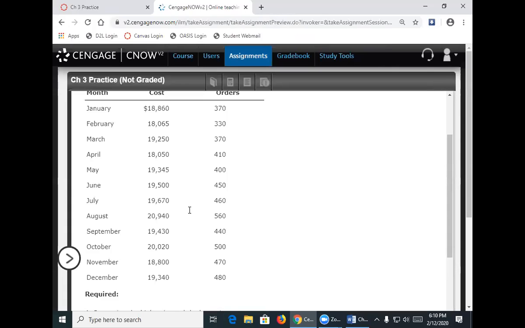So I take my cost at the highest, 20,940. I subtract out my cost at the lowest of 18,065. And then I take my activity at highest, 560, minus the lowest activity of 330. So when I do that, you should get 2,875 divided by 230. So what is my cost per purchase order? $12.50. Yeah, $12.50.